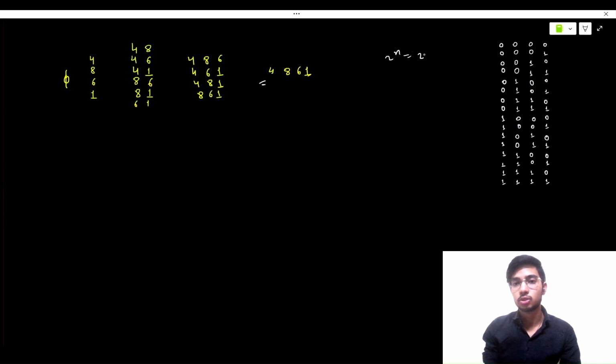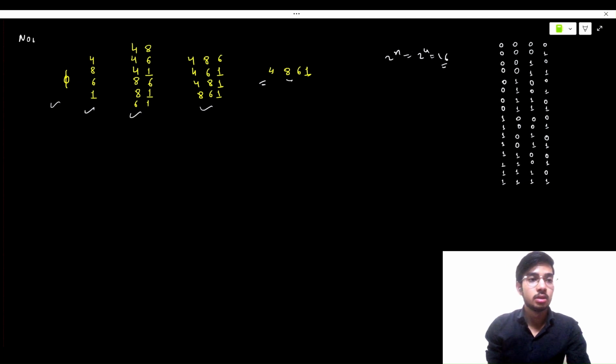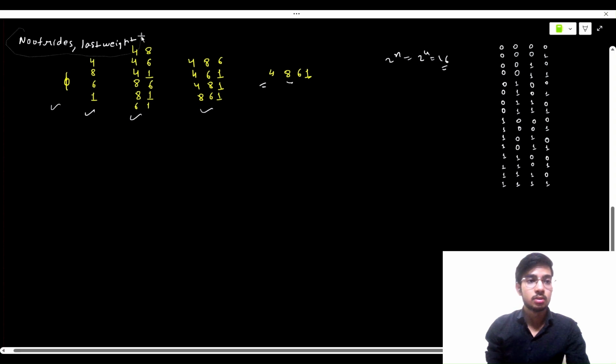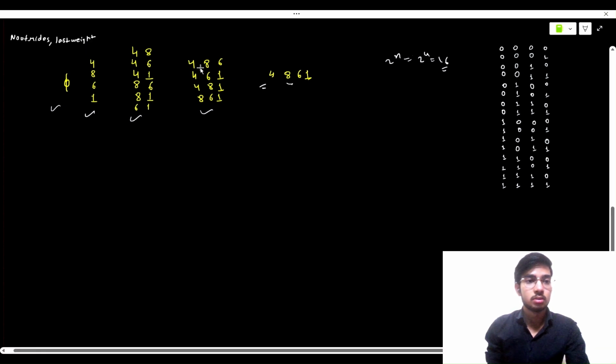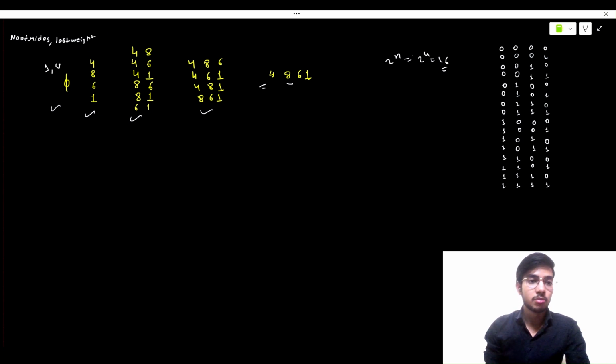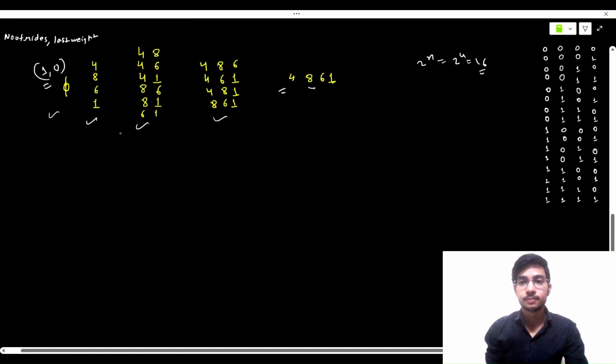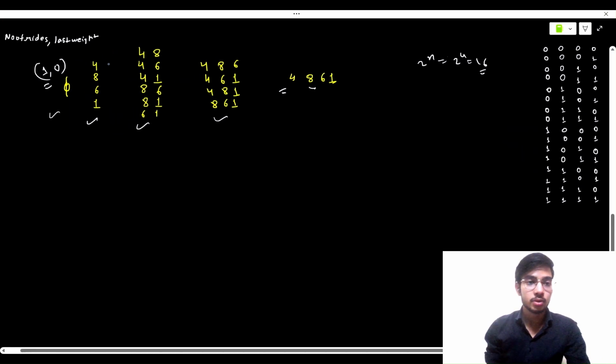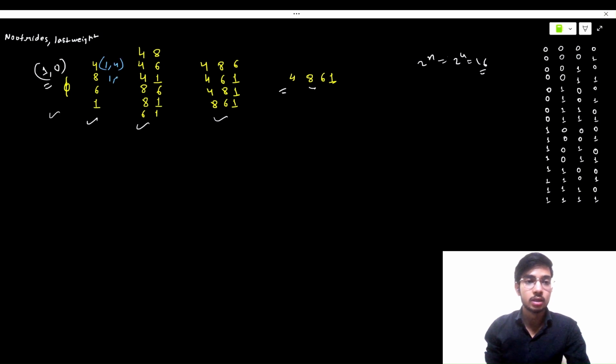So we have the number of subsets, that is 2 raised to the power 4, 16. So there are 16 subsets, right? There is something we have to maintain: the number of lights and the last weight. For the empty set, the number of lights would be 1 and the last weight is 0. For the next state, 4, the number of lights would be 1 and the last weight is 4. Similarly, for all of these, the number of lights would be 1 and the last weight is the weight itself.